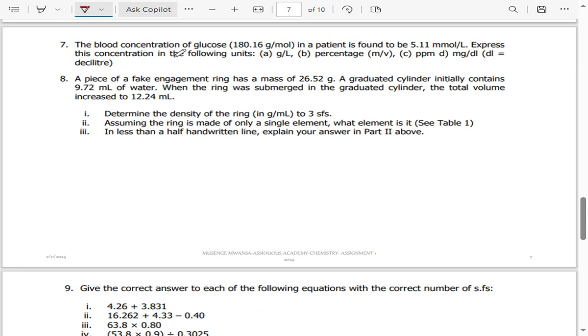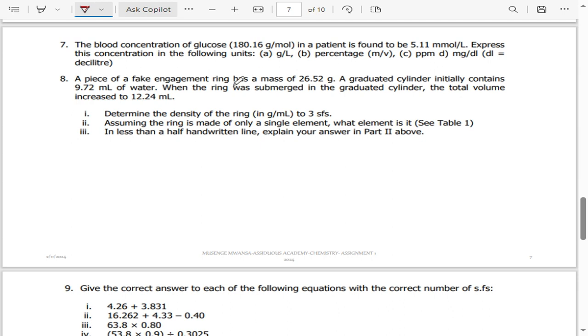The molar mass of glucose is 180.16 grams per mole. The blood concentration of glucose in a patient is found to be 5.1 millimoles per liter. Express this concentration in the following units. You want to express it in grams per liter, in percentage, that is mass percentage by volume, in parts per million, that's ppm, in milligrams per deciliter, and these others.